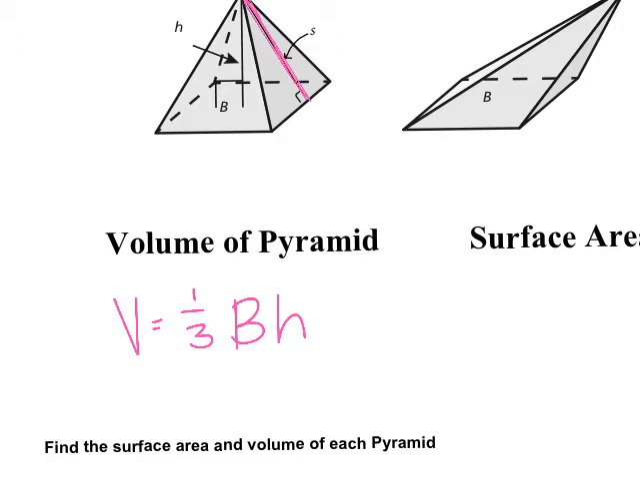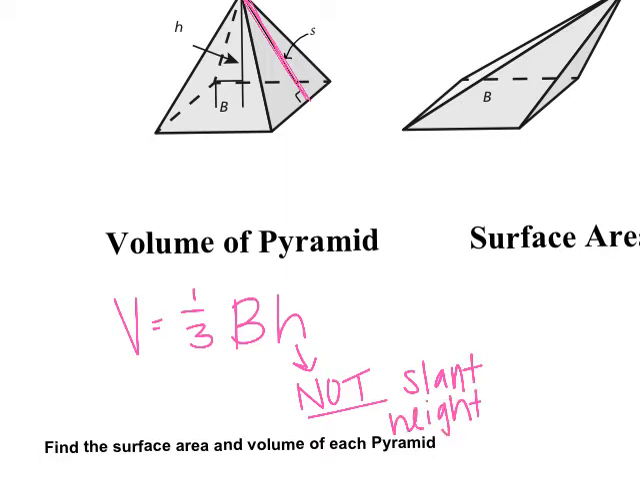All right, so H in this case is the actual height, not slant height. So you might want to make yourself a note that it is not the slant height, it is the height. Okay. So 1/3 area of the base times height.